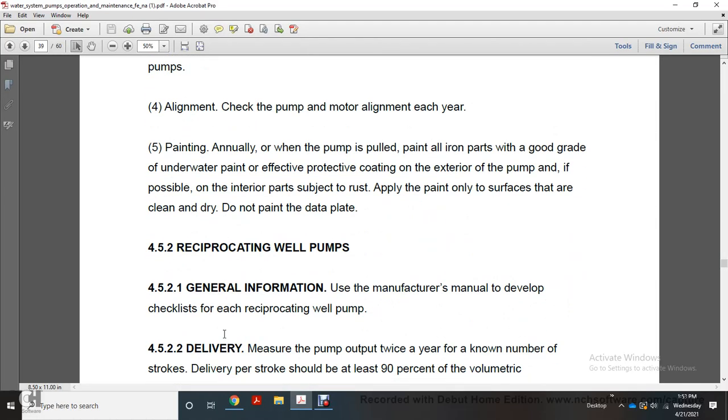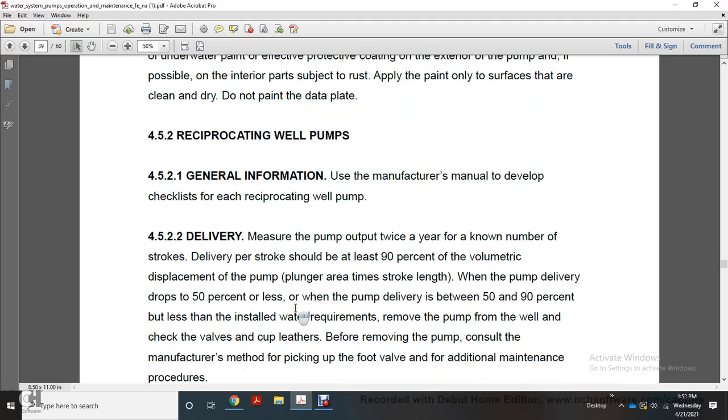Reciprocating well pumps. General information: use the manufacturer's manual to develop the checklist for the reciprocating well pump. Check the pump delivery twice a year by counting the number of strokes to deliver a known volume. The delivery per stroke should be at least 90% of the volumetric displacement of the pump. If the plunger time of stroke and length of stroke are correct and the pump delivery drops to between 50 and 90%, or 50% or less, installed water requirements call for removing the pump from the well. Check the valves and cup leathers.